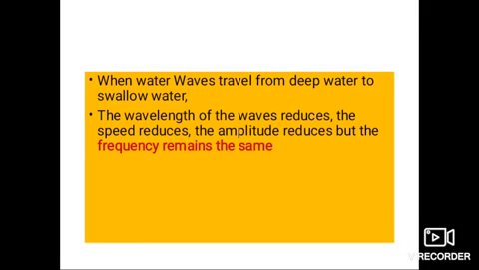In summary, when water waves travel from deep water to shallow water, the wavelength of the wave reduces, the speed of the wave reduces, the amplitude reduces, but the frequency of the wave remains the same. Remember, we said frequency is how many cycles a wave makes in 1 second. So the number of cycles that the wave makes in 1 second in deep water and shallow water will remain the same. It will not change. The frequency remains the same.